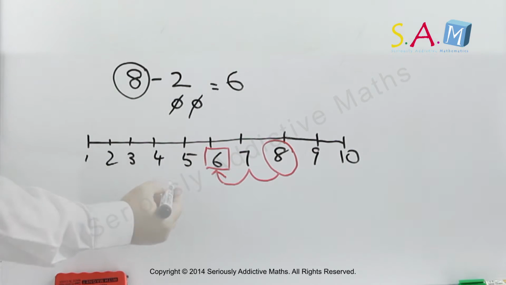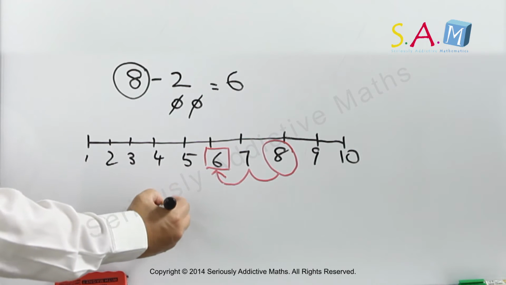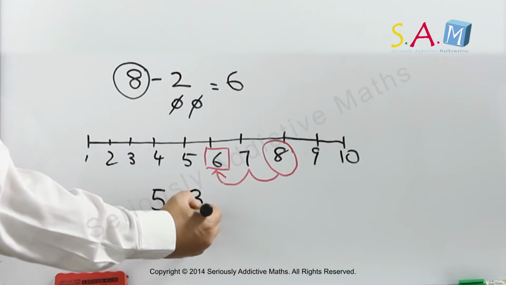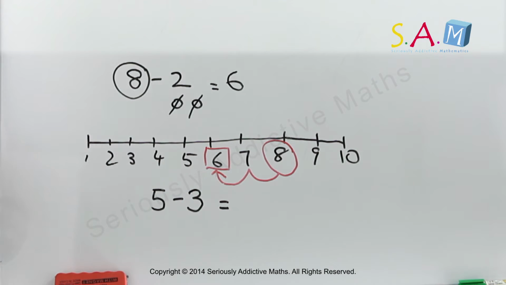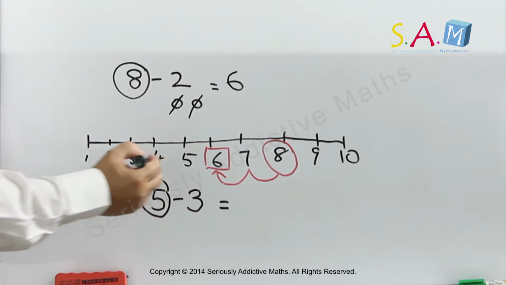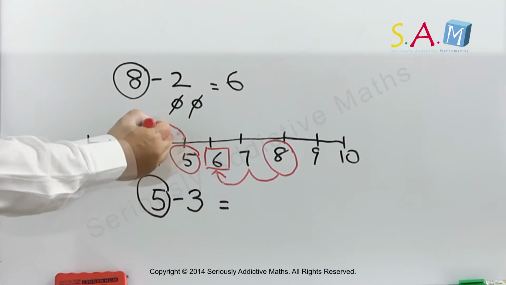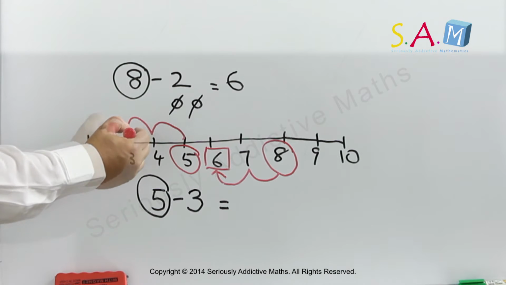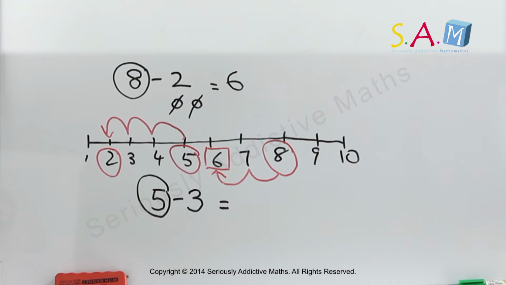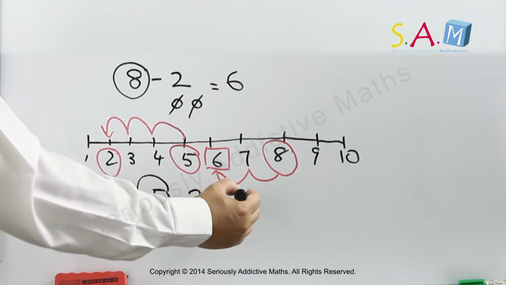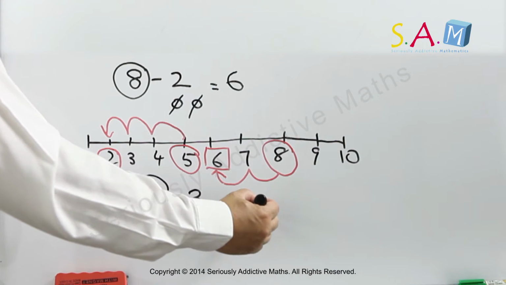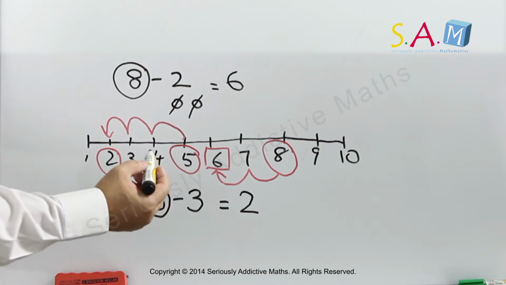Another example, say we have 5, take away 3. Counting on backwards, we will start with the 5, counting on 5, 4, 3, 2. So 5, counting backwards, 5 take away 3 gives you the answer as 2. So that's counting on backwards for subtraction.